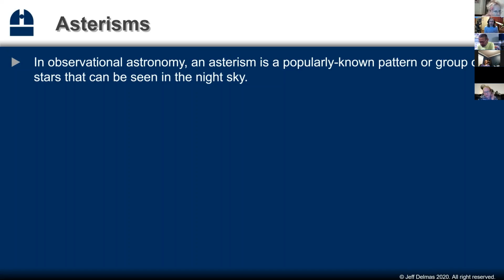Hey, Jeff. Now, yeah. I was going to say the IAU formalized the constellations in 1928 and then published it in 1930. So since 1930, there have been 88 constellations. Yeah, thanks for looking that up. I'll add that into the slide.